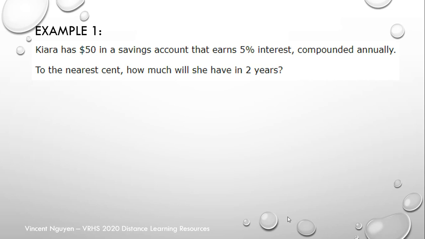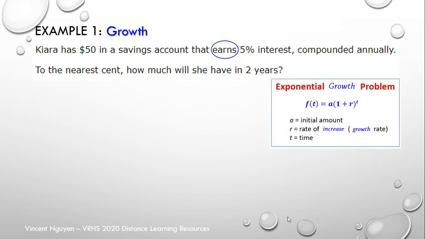Well, how do I know if this problem represents a growth or a decay? So what you do is you look for keywords, right? In this problem, it says her savings account earns her money. So earning means it represents a growth, right? Your account earns more money, so it gets bigger. So now that I've determined it's a growth, I use the growth formula, right?